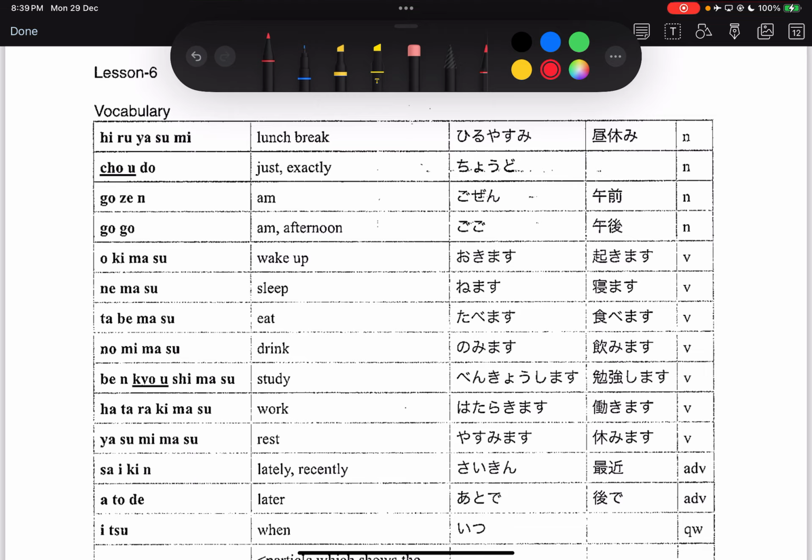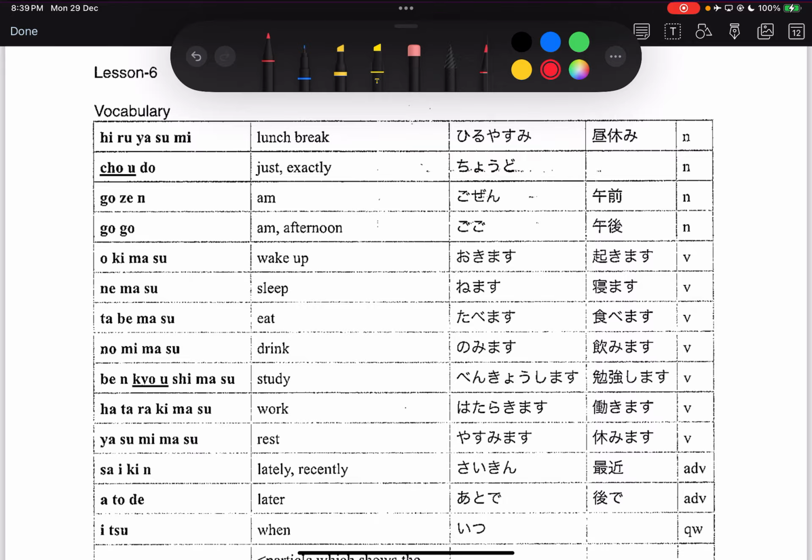But in E2, do they still use romaji? Romaji will disappear in E2 already. It should be this way, otherwise students will keep relying on it. Everything will be hiragana only.